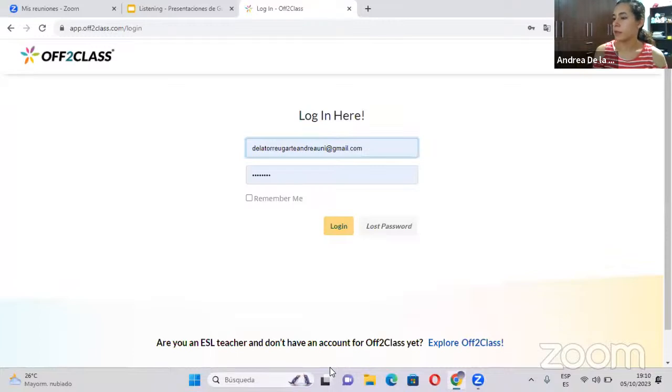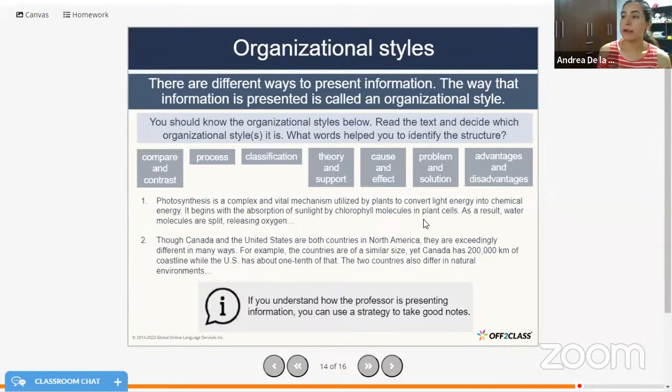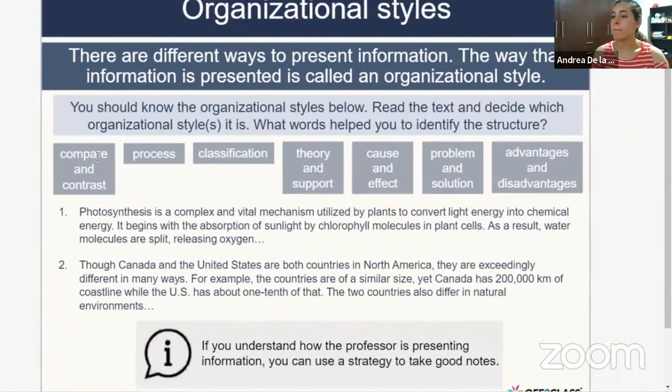Okay, guys. So here's what I was telling you. Lectures can have different types of organizational styles. Organizational styles are the different ways in which information can be presented. For example, there are some that we have here. We have, for example, comparison and contrast. In comparison and contrast, as the name says, the professor will be comparing and contrasting two different elements.